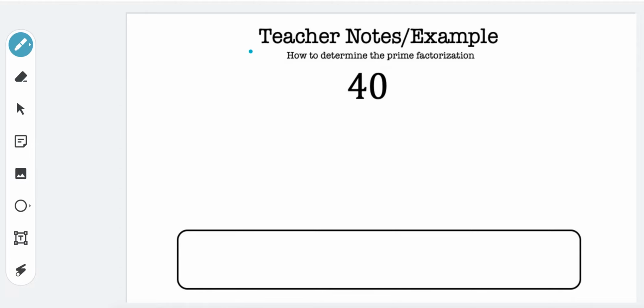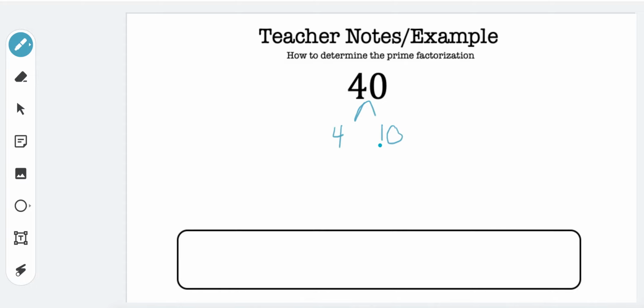And for this problem, we're going to find the prime factorization of 40. Okay, so the way you do this is you want to say what two numbers multiplied together give you 40. Now we could do 8 and 5 or 4 and 10. Let's go with 4 and 10. Okay, so 4 times 10 is 40.